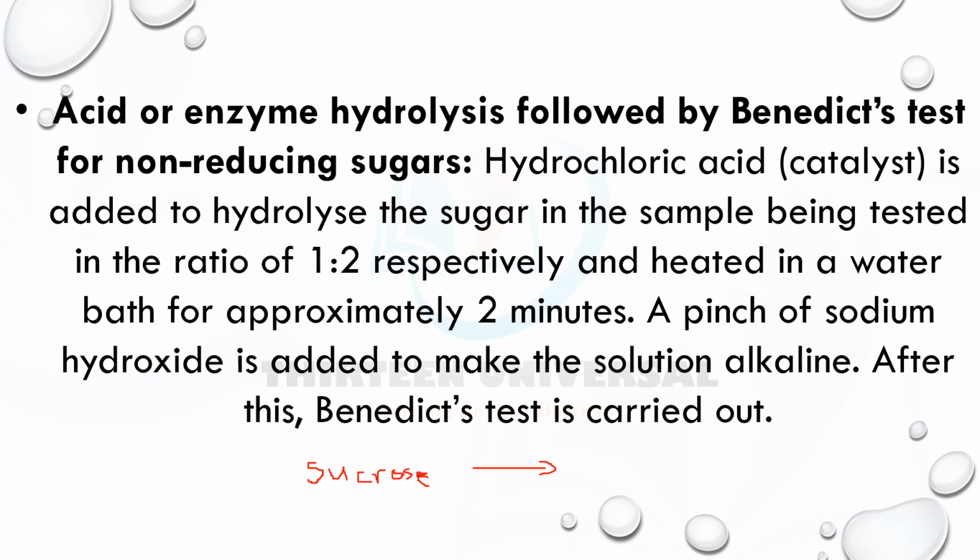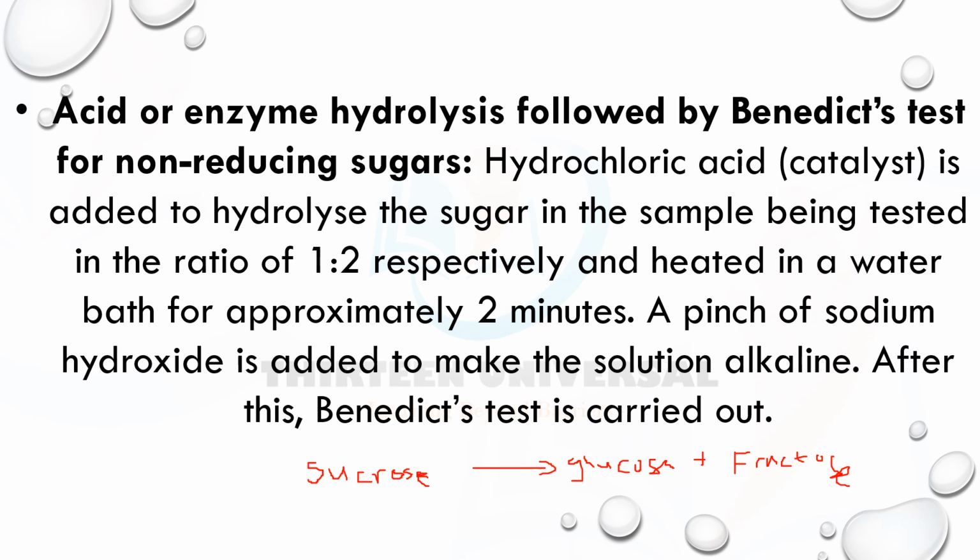Remember, the form of carbohydrate transported in plants is sucrose. Sucrose consists of two monosaccharides, glucose and fructose. So that means sucrose is non-reducing. It cannot donate electrons to the copper 2 ion in Benedict's solution. Of course, that is why it is non-reducing.